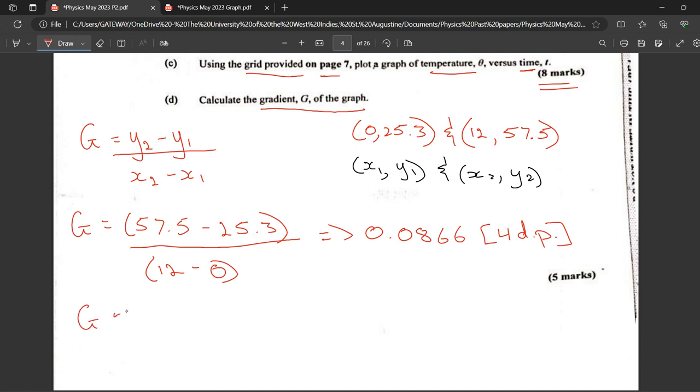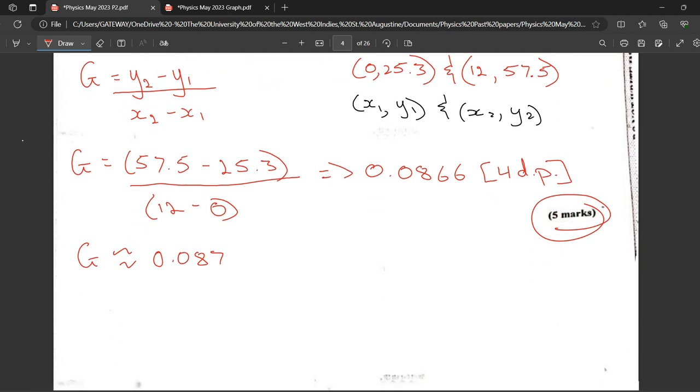But I want to write my final answer here to 3 decimal places. I'll put 0.087. And the unit, this is 5 marks. So obviously the way I would assume to put your answer for the gradient in terms of its unit: the gradient G is really change in y all over the change in x.